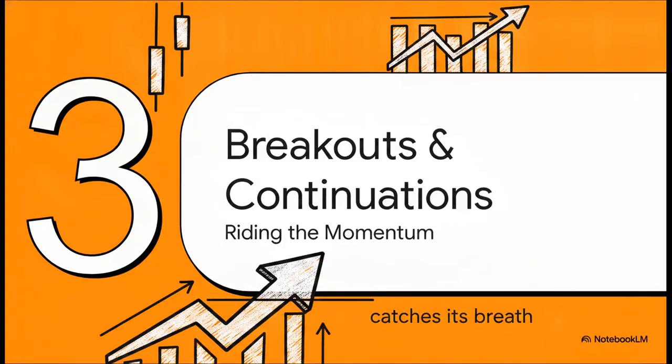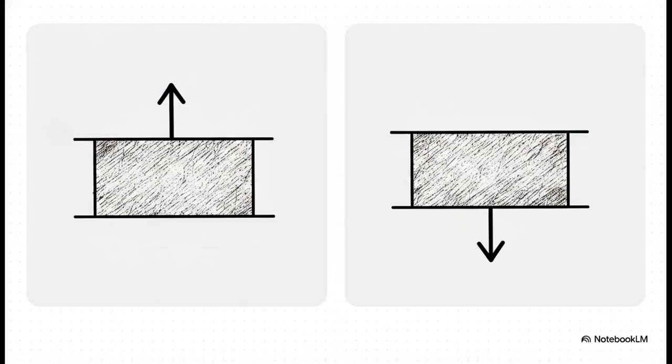All right, let's transition into Section 3. Because instead of reversing, what if the market just needs to catch its breath? Let's talk breakouts and continuations. Very often, right after a seriously strong move, the market enters this simple consolidation phase, creating a rectangle. A bullish rectangle is honestly just a resting phase in an uptrend. It's bouncing sideways between a flat ceiling and a flat floor. It's really just taking a breather.